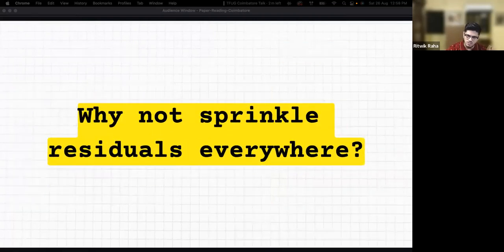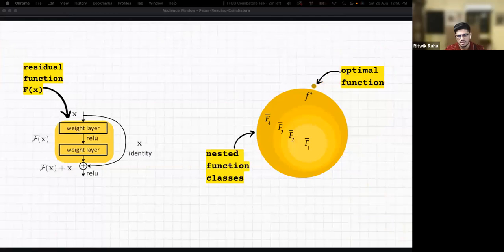So residual connections are so great. Why not sprinkle them everywhere? Why not just have every block of deep learning be a residual block? And if there's something that I want you to think about, when you have ended this session and when you go back to read this paper, it is this: why not add residual connections everywhere? I can give you a hint, but you have to go on this exploration journey and really answer this problem on your own.